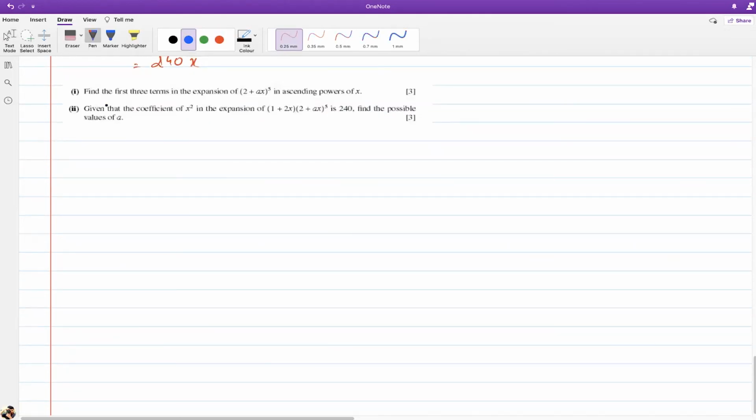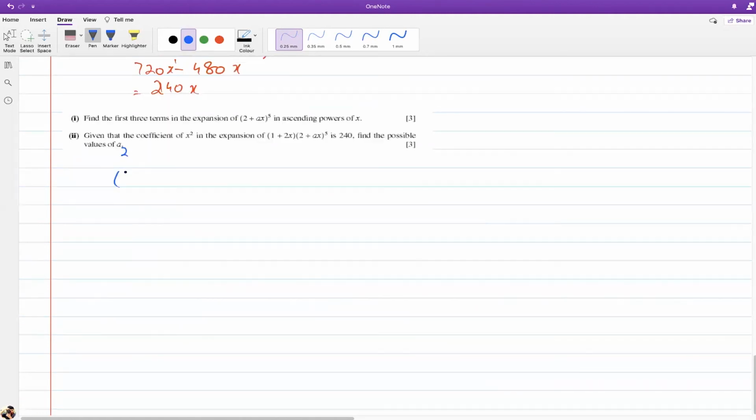Okay, here's the question. Find the first three terms in the expression of 2 plus ax to the power 5. They haven't told us what a is. लेकिन हमने उसे expand करना है. So 2 plus ax to the power 5. So we'll be like, okay, sure, 5 coefficient 0, 2 to the power 5, ax to the power 0, plus 5 coefficient 1, 2 to the power 4, ax to the power 1, 5 coefficient 2, 2 to the power 3, ax to the power 2, and so on.